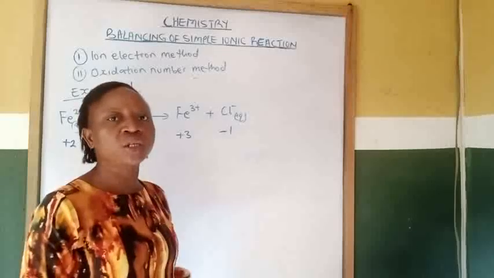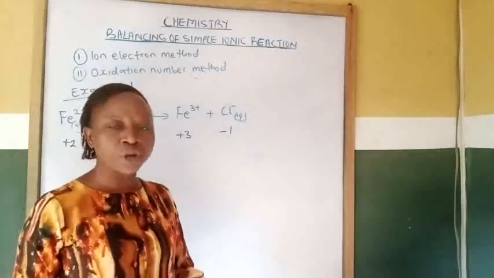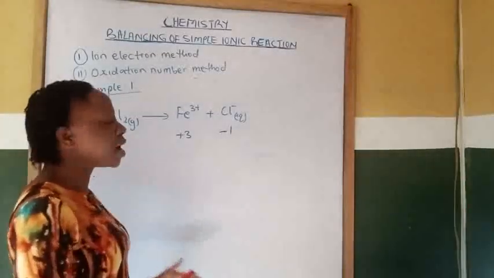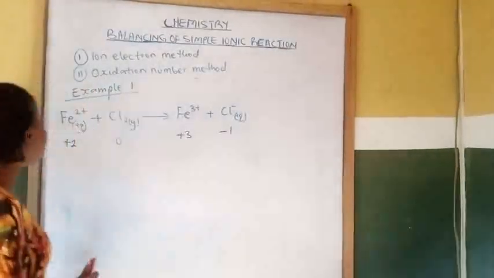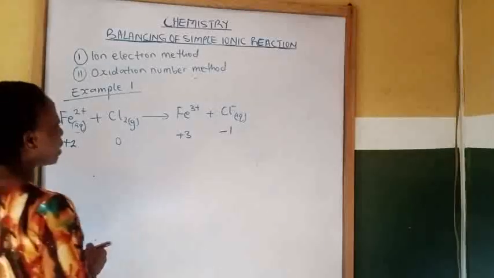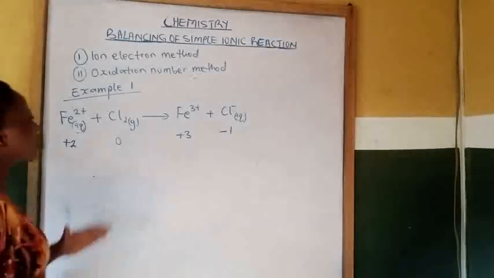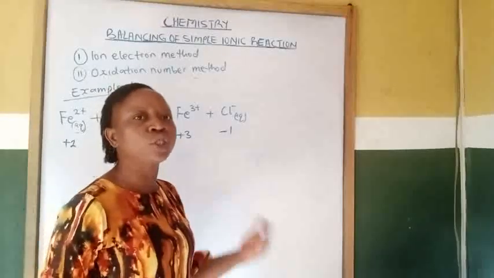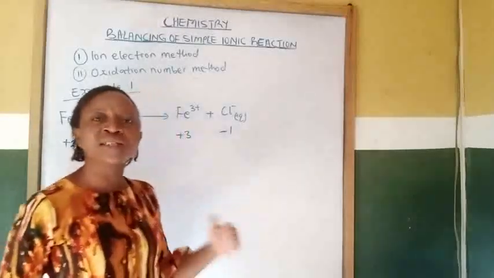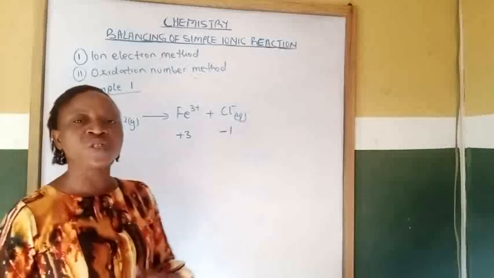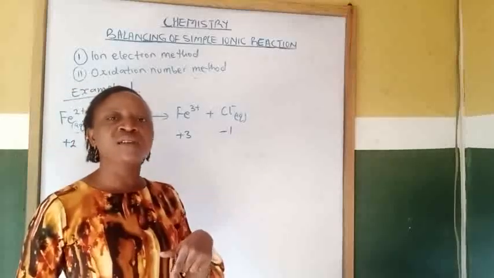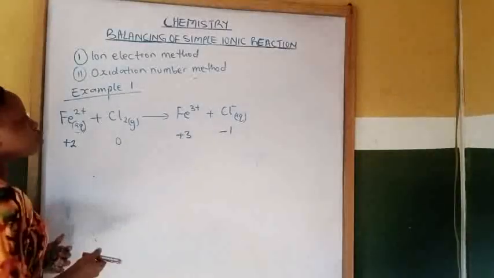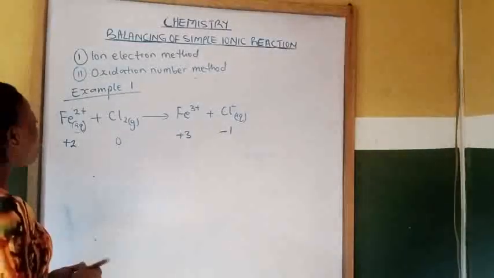Now, we are going to split this ionic reaction into oxidation half and reduction half. From there, we'll be able to know the substance that oxidized and the substance that reduced. Don't forget that the substance that oxidized is a reducing agent, while the substance that reduced is an oxidizing agent.